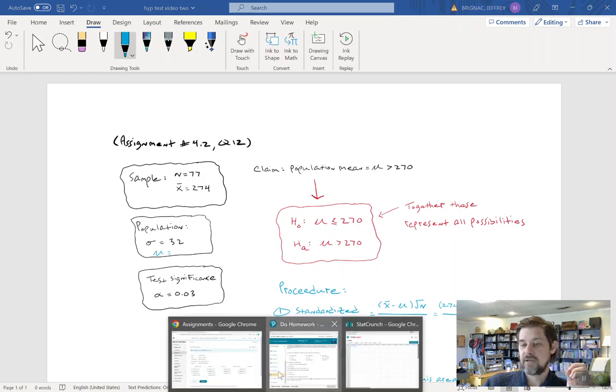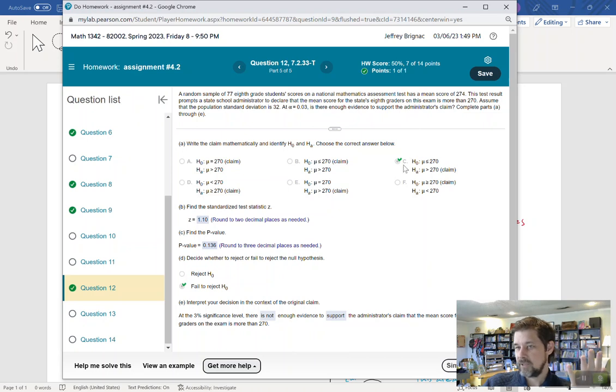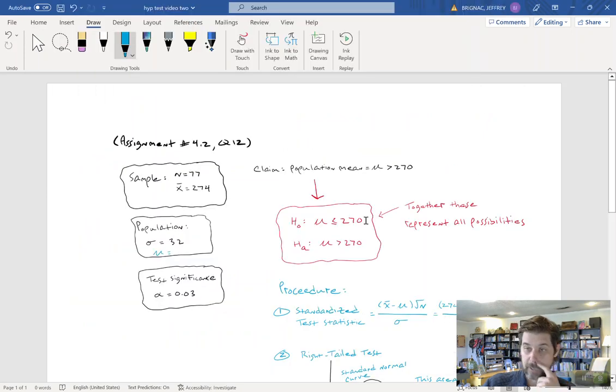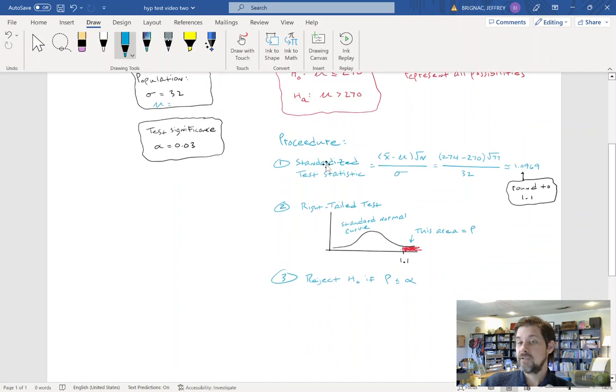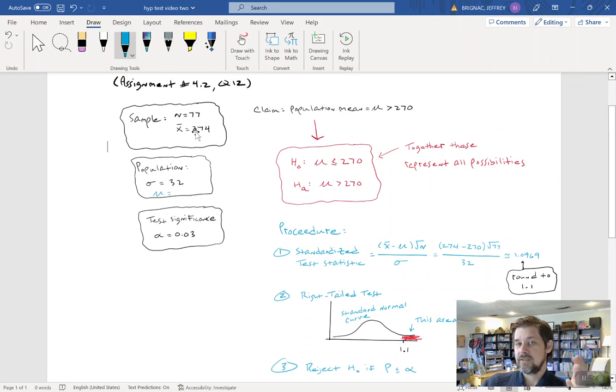So the first part is answering that properly. Here's the null and the alternate hypothesis. The alternate hypothesis happened to be the claim in the question. Now the procedure for hypothesis testing from this point goes like this. First, we compute this thing called the standardized test statistic, okay? And that is x bar, which is the sample mean, minus mu, which is the population mean, which will be implied in this.